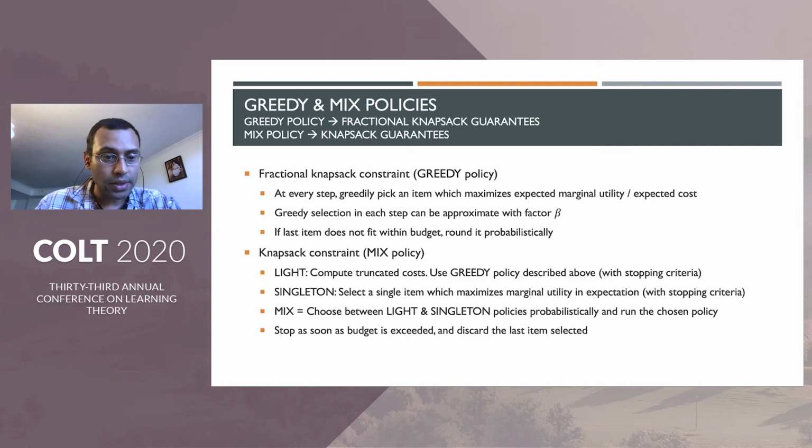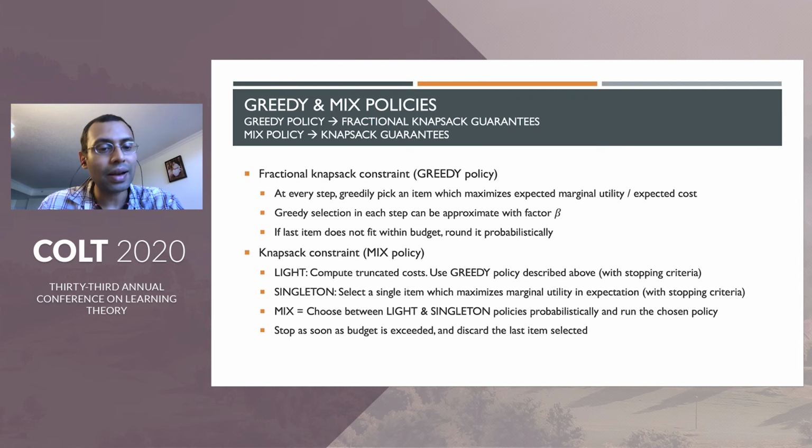So what are these policies? First, let's look at the greedy policy. As I said, it works for the fractional stochastic knapsack setting. The idea here is that, let's say you pick this set of items and you've seen their states. You can greedily pick the next item, which maximizes the ratio of its marginal utility and its cost in expectation. So it's a utility per cost maximization.